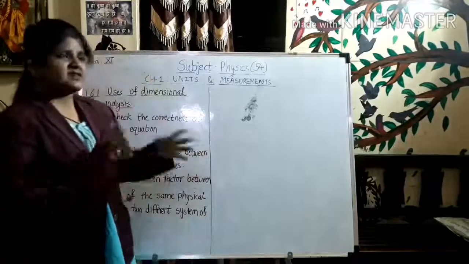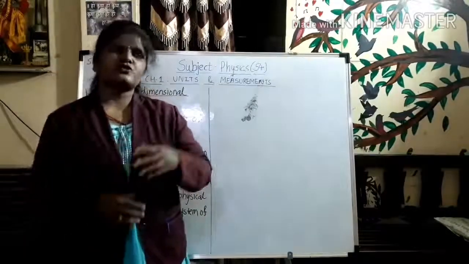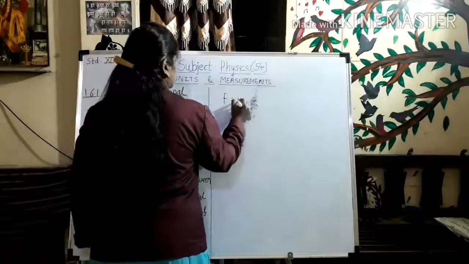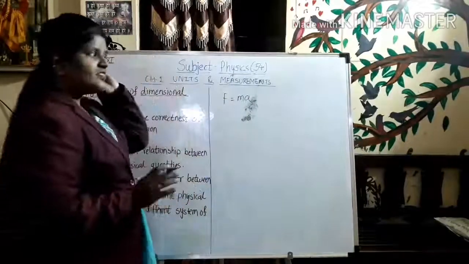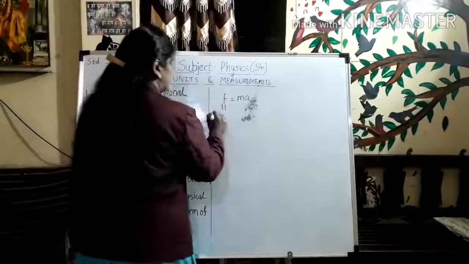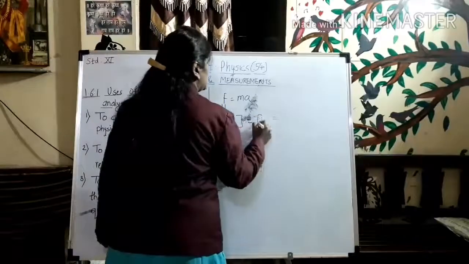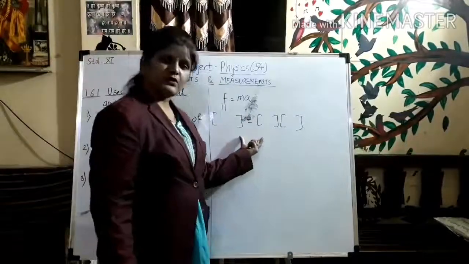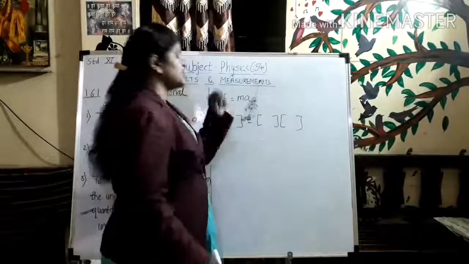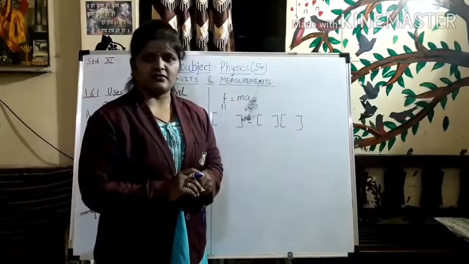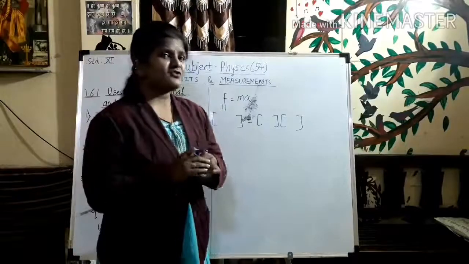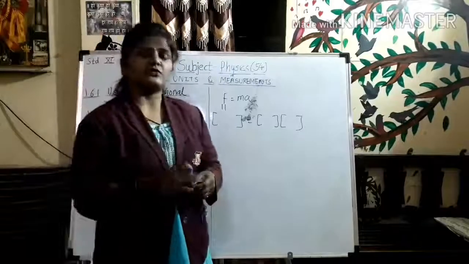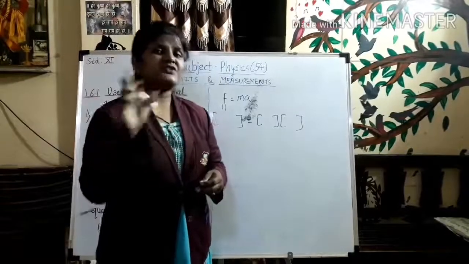How can you prove that this F is equal to ma is right? You can say that the RHS and LHS, while we are considering F is equal to ma, that's a basic equation in physics. In this, the dimensions of this side should be equal to the dimensions of the other side. If both become equal, then and only then you can say that this equation is dimensionally correct. I am saying dimensionally. I am not saying that only those equations are correct which give the correct dimension. No, I am not saying that. I am saying dimensionally correct.